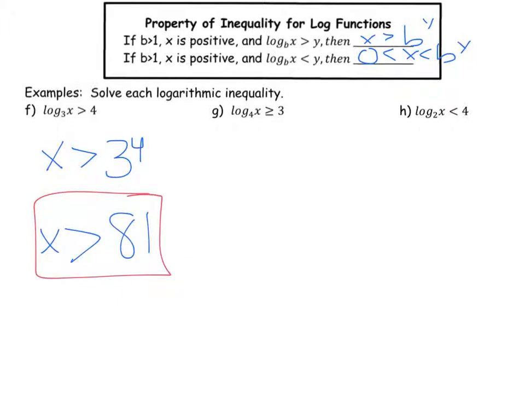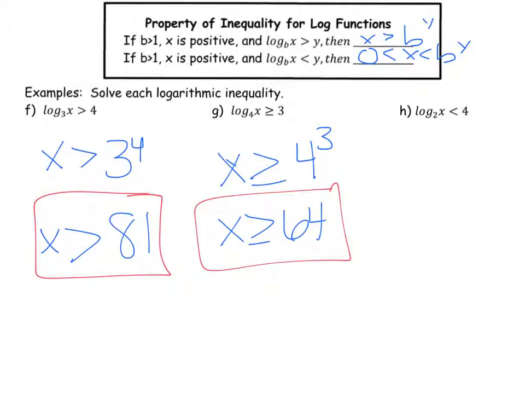In example G, we have log 4 of x is greater than or equal to 3. So we'll treat this just like F, and we're going to use that property of inequalities to rewrite this. So we're going to write this as x is greater than or equal to 4 to the 3rd power. And we know that 4 to the 3rd power is 64, so I'm just going to simplify this and write it as x is greater than or equal to 64, which will be my final answer.